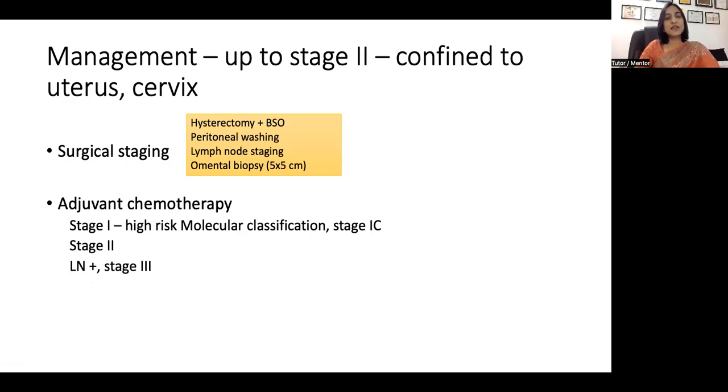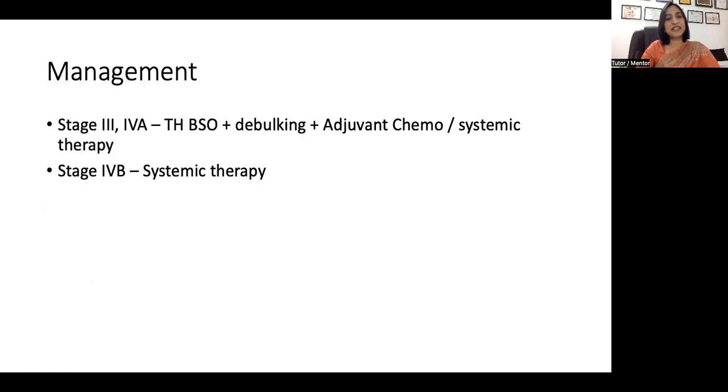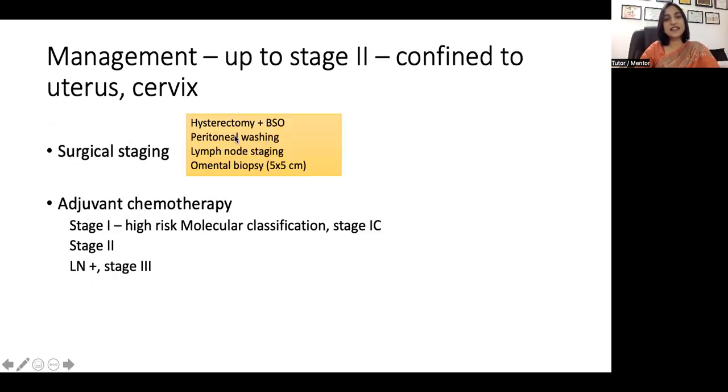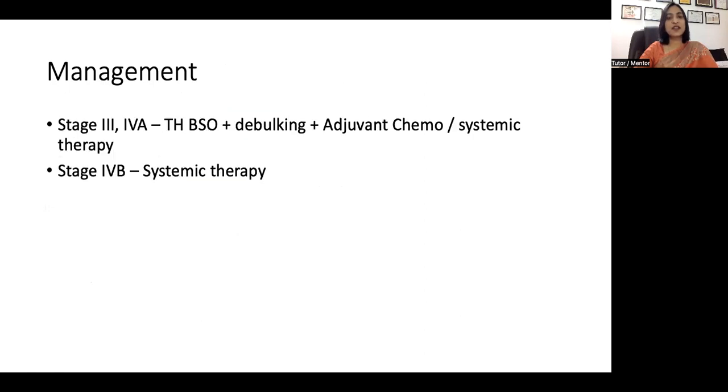Now, if she's stage 3, which means it has gone beyond the uterus, it has gone to the vagina or to the adnexa, then the surgery which you do for it is not called surgical staging, because on imaging, you already know that she is stage 3. So here, when there is extension beyond the uterus, what you do is debulking, TAH-BSO with debulking. And in all these cases, stage 3 and 4A, you will always give adjuvant chemo with systemic therapy. For 4B, when it has gone beyond the pelvis, when there is abdominal involvement or it is beyond that, you give systemic therapy.